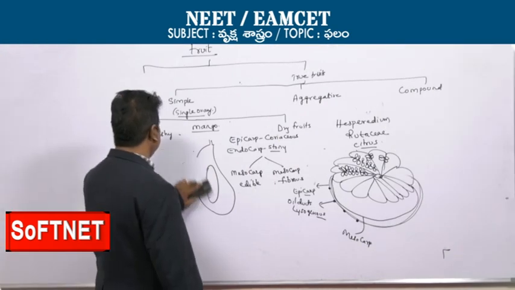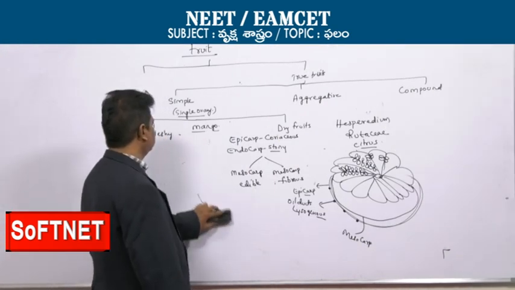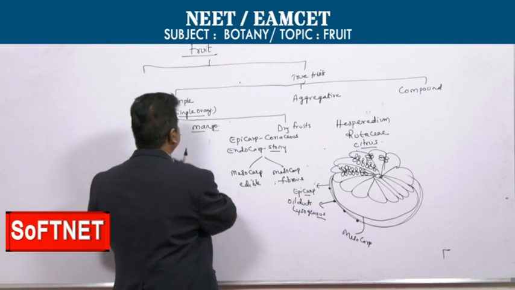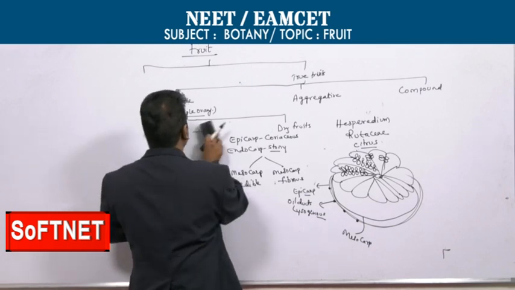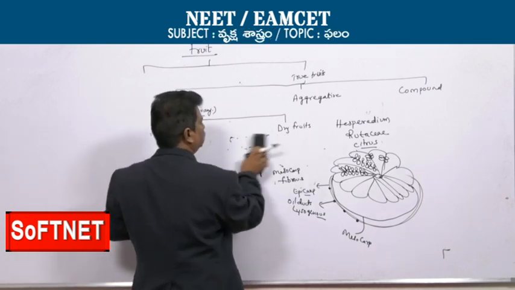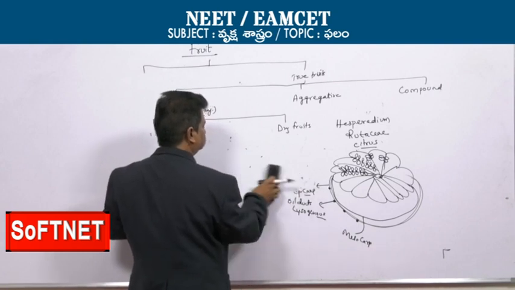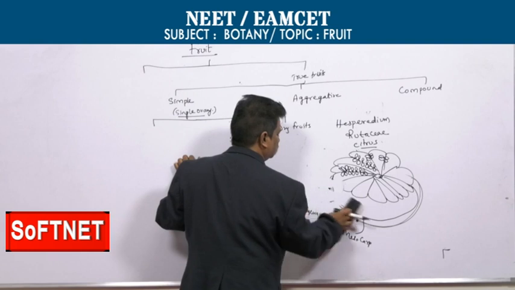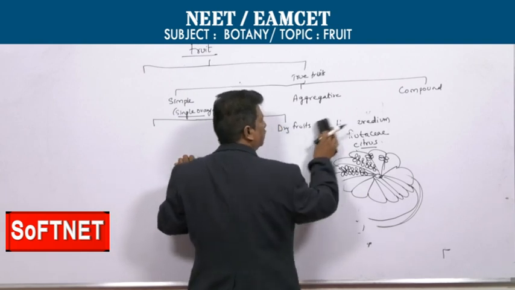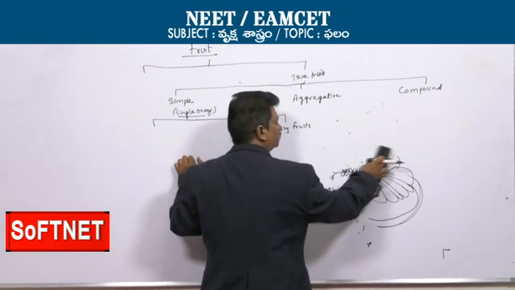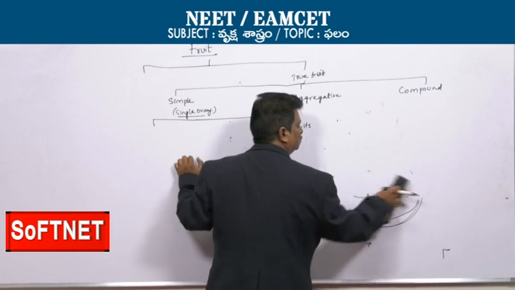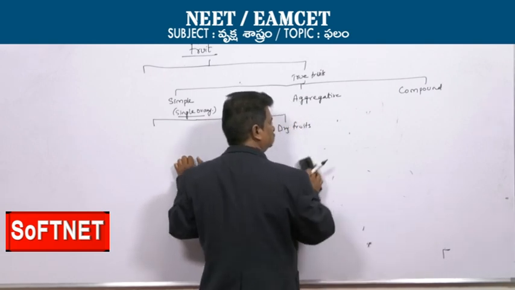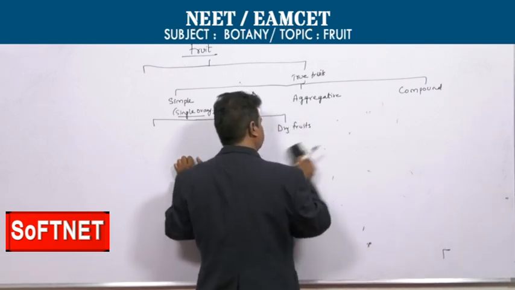Then next one, dry fruits. Dry fruits means the pericarp is dry at maturity. If the pericarp is dry at maturity, they are called dry fruits. Actually, dry fruits are divided into three groups or three types.